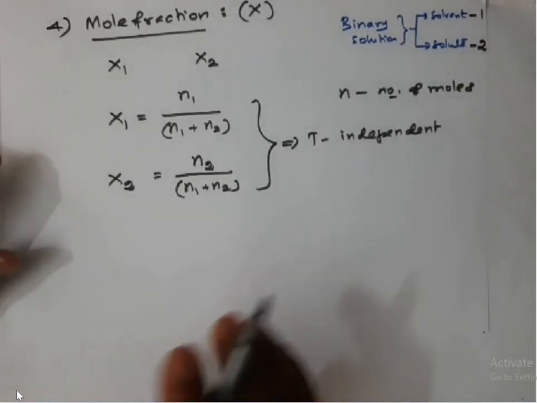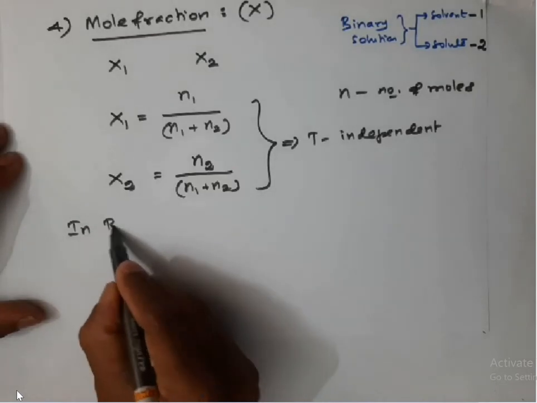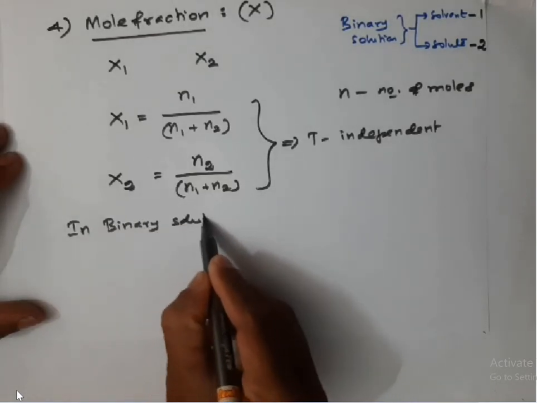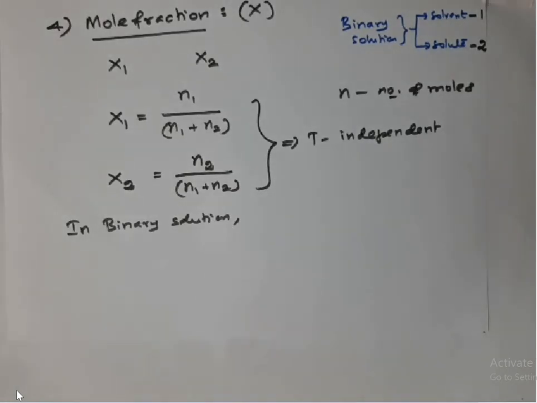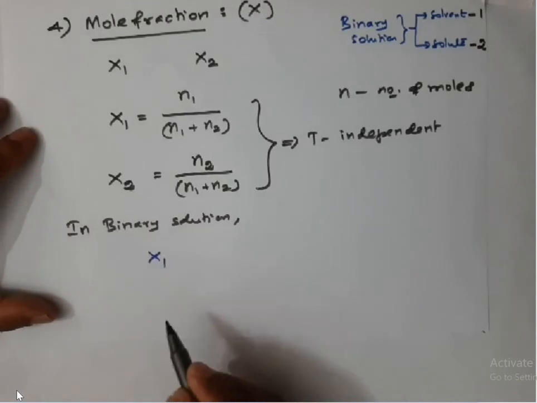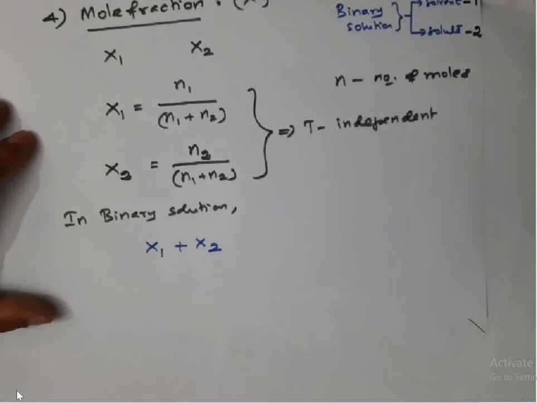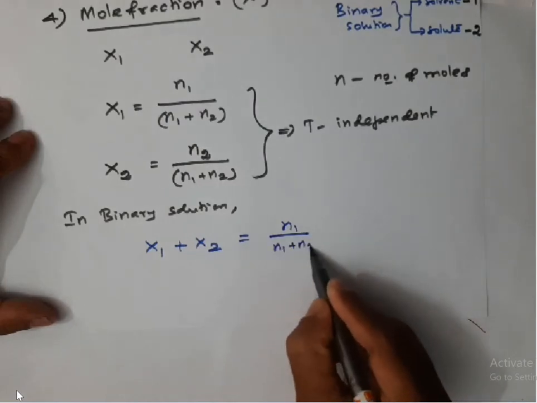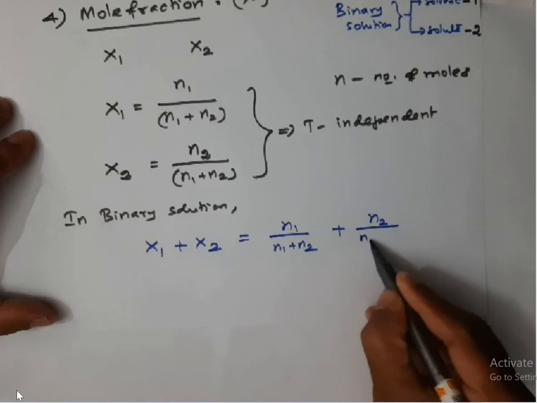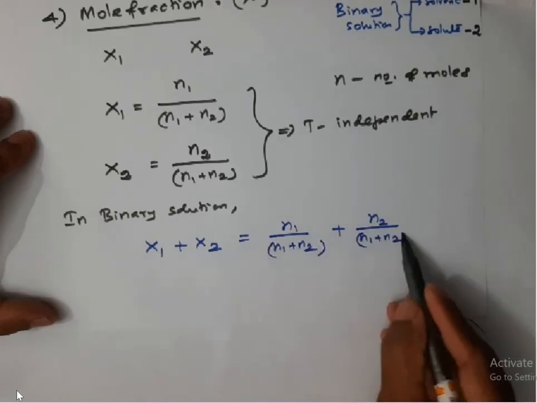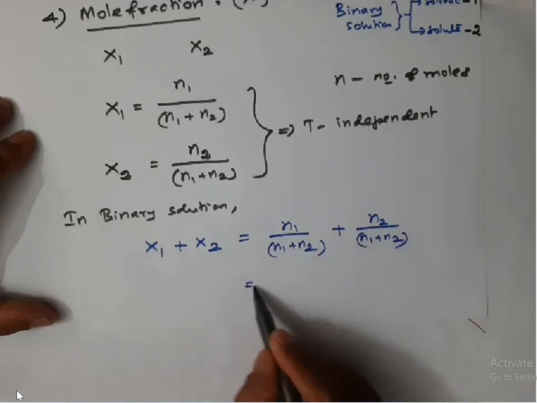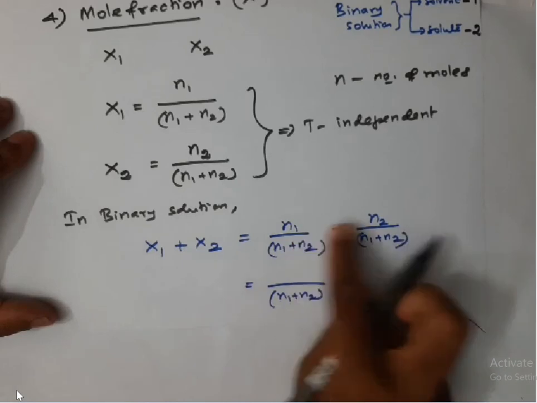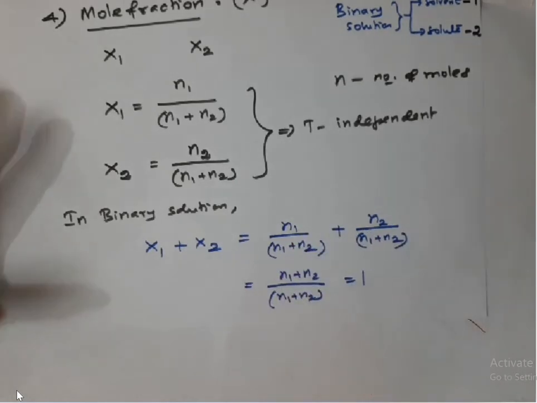Then, in the case of a binary solution, how many components are present, students? What is meant by binary solution? Two components, two substances. One is solvent, the other is solute. In a binary solution, if we add the mole fraction of solvent and mole fraction of solute, we add N1 by N1 plus N2 and N2 by N1 plus N2. In both terms the denominator is the same, so keep the denominator as such and add the numerators N1 plus N2, so you will get the answer as 1.